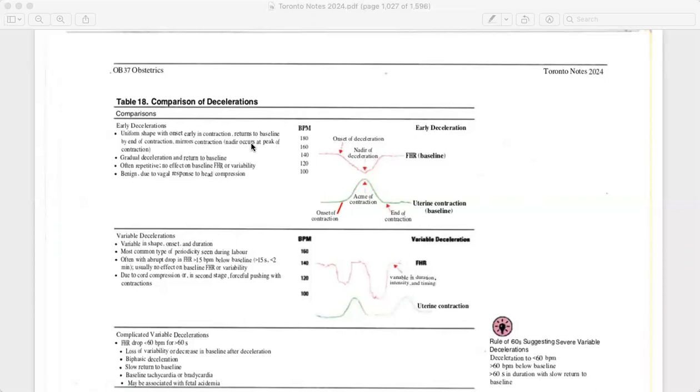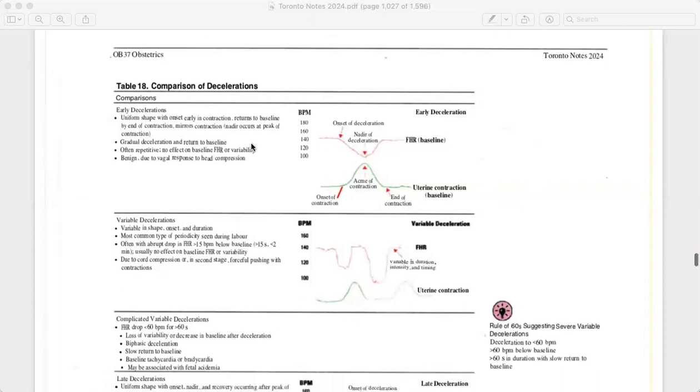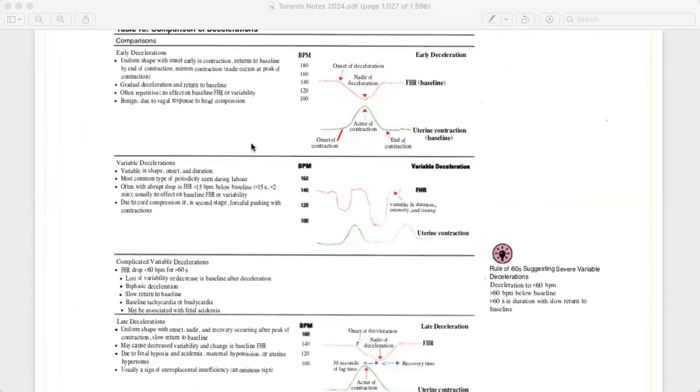Comparison of acceleration and deceleration depending on the thing. So deceleration can be early, variable, complicated variable, and then late. So you need to remember early, variable, and late. You can skip the complicated one. And the most important thing you need to remember is basically their causes. What could be the cause? So early deceleration is basically benign, due to vagal response to the head compromise. So all you need to do is reassurance.